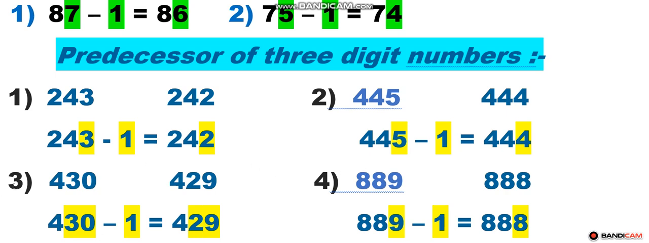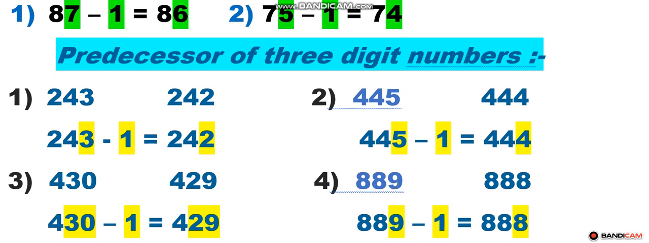One more example you see, 430. Predecessor of 430 is 429. Here units place digit is 0. Yes. So you take here 2 digits, 30. What is just before number of 30? 29. So I can say predecessor of 430 equals 430 minus 1, that equals 429. 30 minus 1? 29.